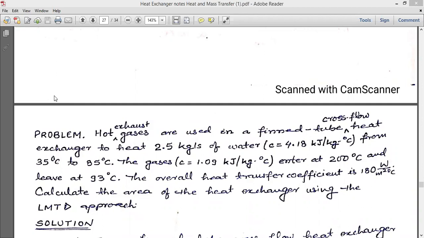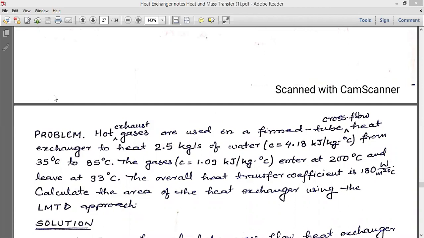The gases, whose specific heat is given as 1.09 kilojoule per kg per degree centigrade, enter at 200 degrees centigrade and leave at 93 degrees centigrade. The overall heat transfer coefficient is 180 watt per meter square per degree centigrade. You need to calculate the area of the heat exchanger using the LMTD approach. So this is the numerical problem which you need to solve.